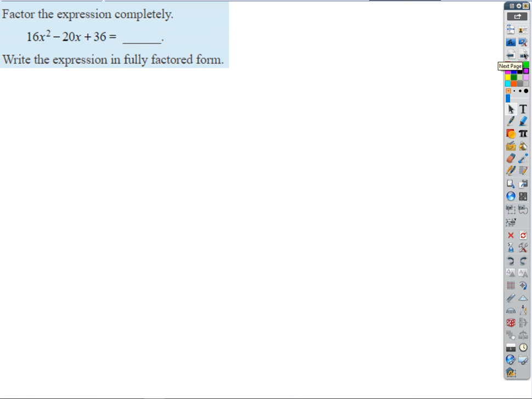Big magic numbers, huh? What do I do? Take out a 4. Very good. So the first thing would be to take out a 4, which makes it look a lot easier in here, right? Then I end up with smaller numbers. What would those smaller numbers be? 4x squared minus 5x plus 9, okay?